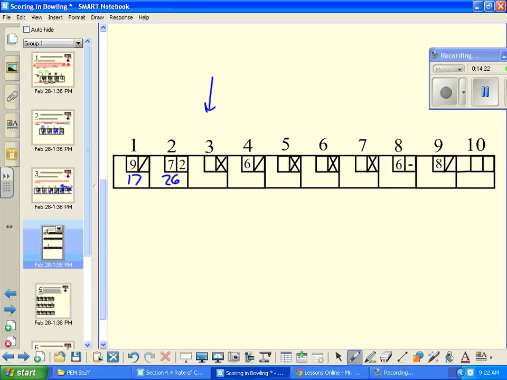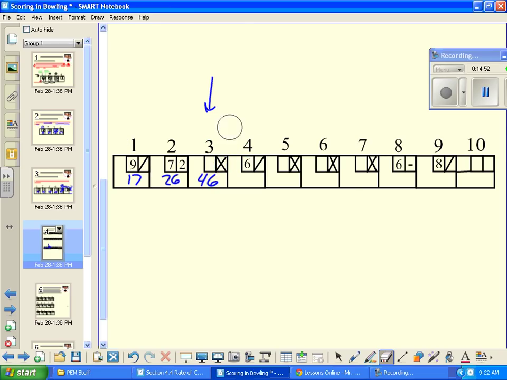Third frame, I got a strike. So that means I got all 10 pins out. I get 10 points plus the next 2 throws. Next throw, I got a 6. And then the following throw, it says I got the spare. So that means I got the remaining 4 pins. So that's what I'm going to add in, 4 for that second throw. So 10 for the strike plus 6 plus 4 is 20 total. So that's what I'm going to add for my third frame. The third frame strike is worth 20 pins. 26 plus 20 gives me 46.